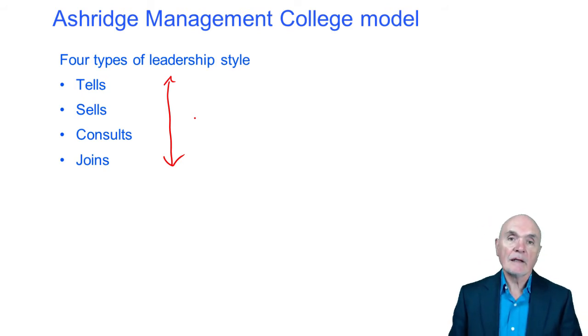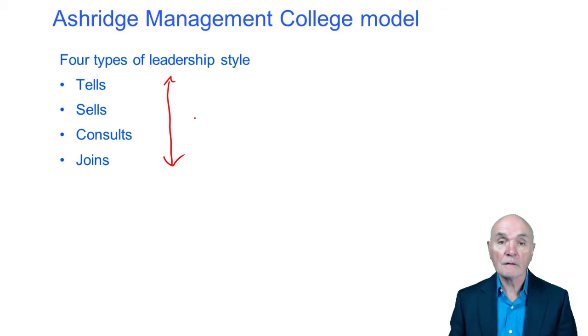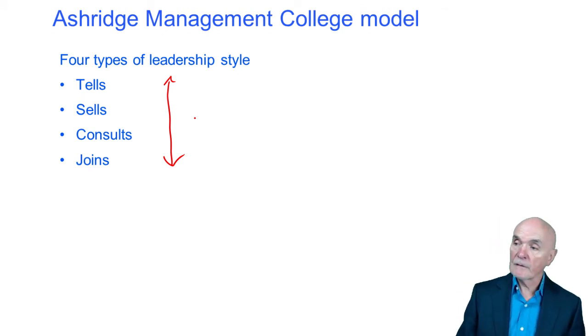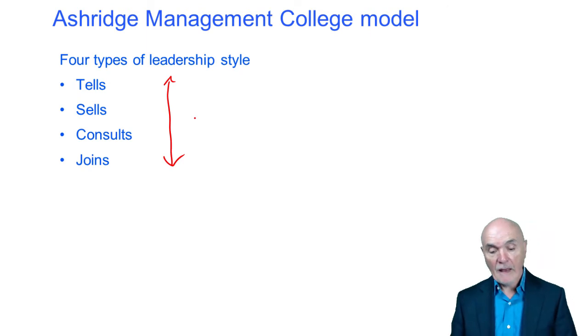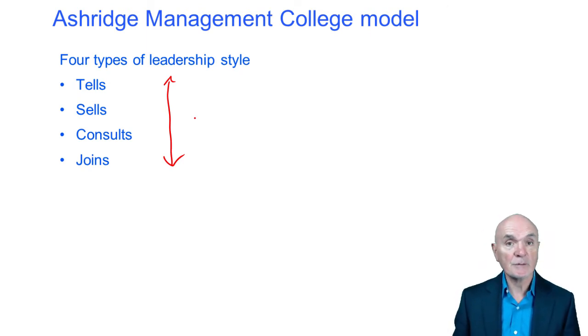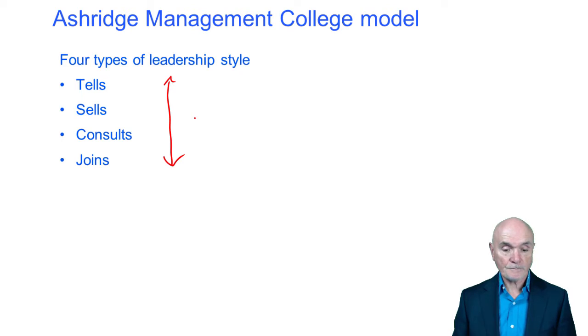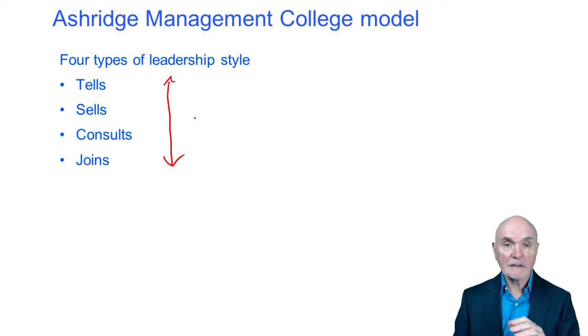Then you can get even more participative. You can consult. You can say to people, look, we have a problem here. What do you think we should do? But it will be the manager who makes the decision. And then finally there is joins, where it is almost a democratic decision between the manager and the group as to what should be done. So it's a continuum. And Ashridge Management College was careful never to say that one of these is best and the other ones are all wrong.